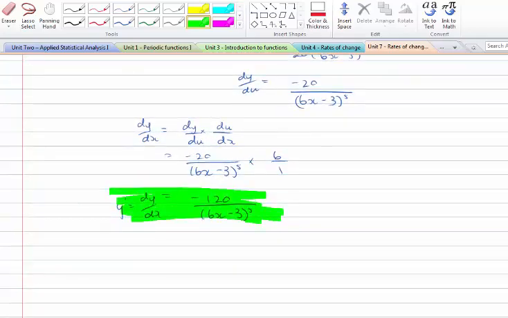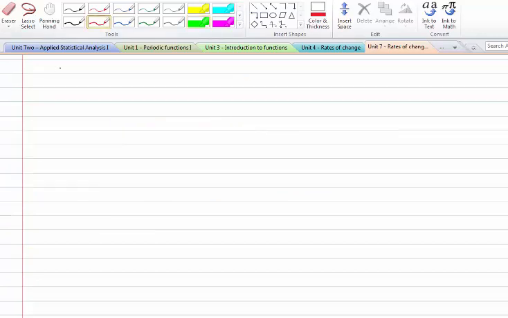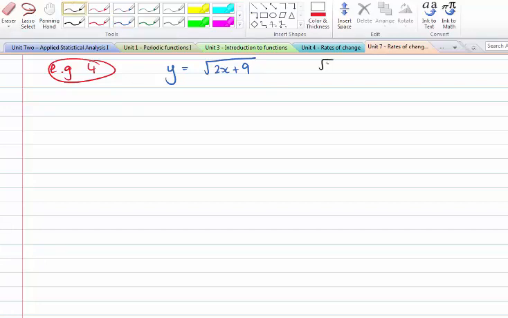Alright, I'm going to look at one last example, and this is going to involve our square roots, our rational indices. So it won't be your favourite thing, but it is definitely something you need to learn. So let's look at y is equal to the square root of 2x plus 9. Right, now the first step is the manipulation again. So we have to recall that square root of x is equal to x to the power of a half. And we're going to apply that here. So that means it's going to be (2x plus 9) to the power of a half.